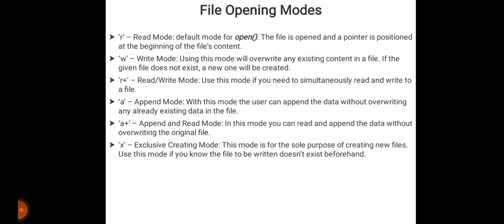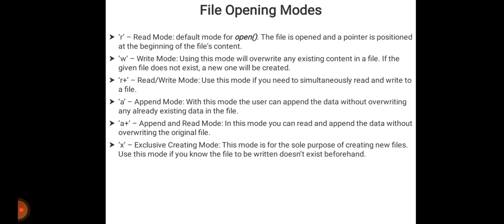Exclusive creating mode has the sole purpose of creating new files; we can create new files by using this mode. Use this mode if you know the file to be written doesn't exist beforehand. These examples assume the user is working with text files. If the intention is to read or write binary file types, an additional argument must be passed to the open method, the B character.